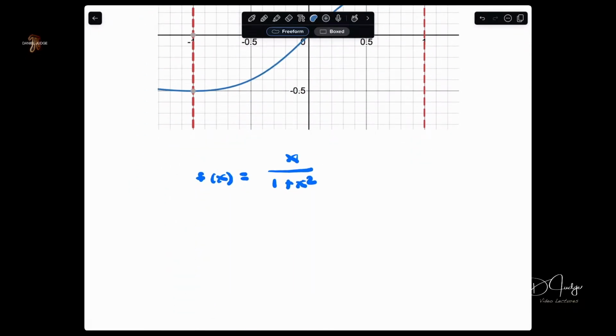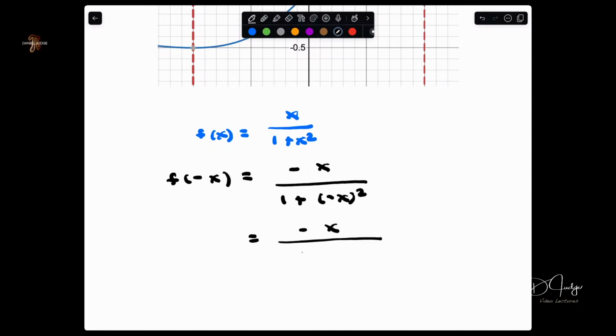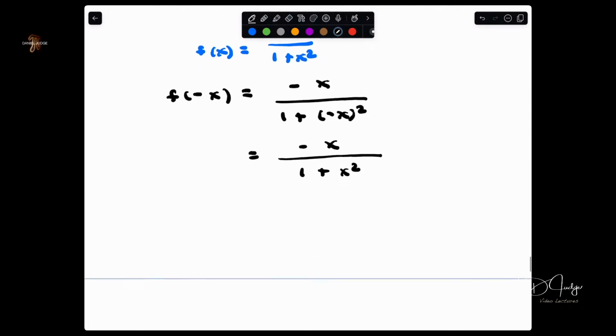Okay, so if this is my function, to say it's even or odd, we look at f of minus x, which is negative x over 1 plus minus x squared, which will be negative x over 1 plus x squared. And we get negative x over 1 plus x squared, which is negative f of x. So what this means here is that our function is, in fact, odd. This is an odd function.